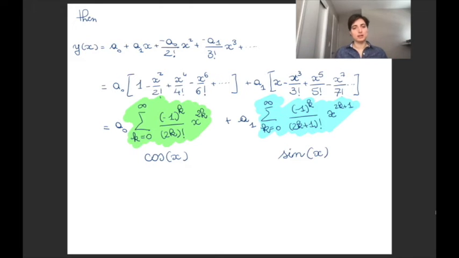So we have retrieved, through the use of power series, the information we already knew in a certain sense. We have retrieved that the fundamental set of solutions for our initial ODE is sine and cosine. But we have built it in another way. We have used a different path to get there.